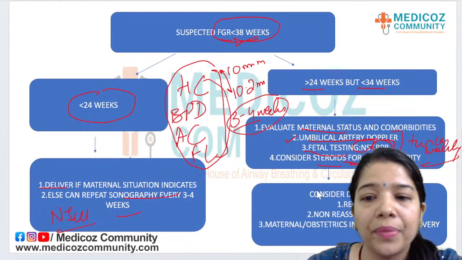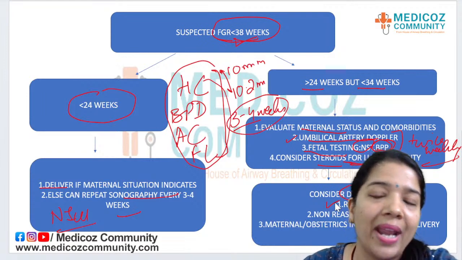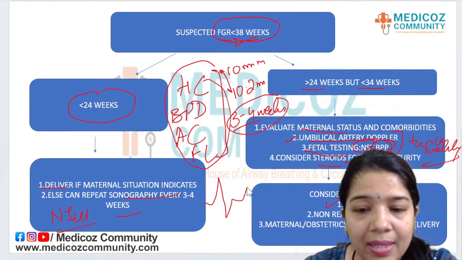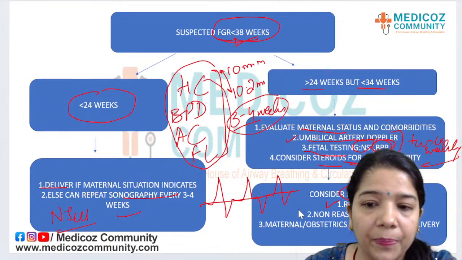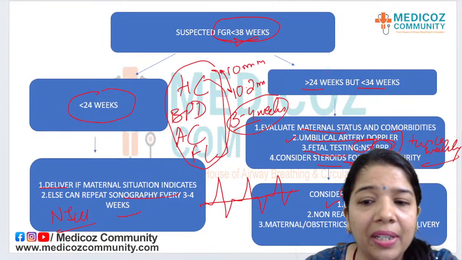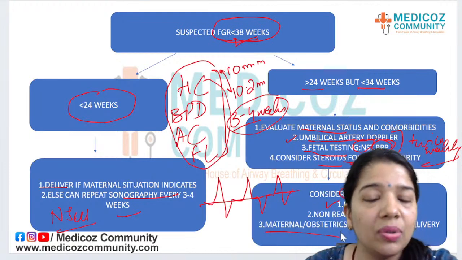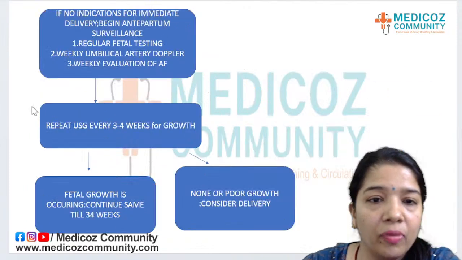Now what you will do: consider delivery if reversal of end diastolic flow is there. As I told you, the reversal is happening with systolic. Okay, this is, as I told you, a very grave situation and you have no option but to deliver. Of course, if the fetal heart rate is not good, or as I told you the maternal condition is not good, in these 3 conditions you will deliver when the baby is less than 34 weeks.